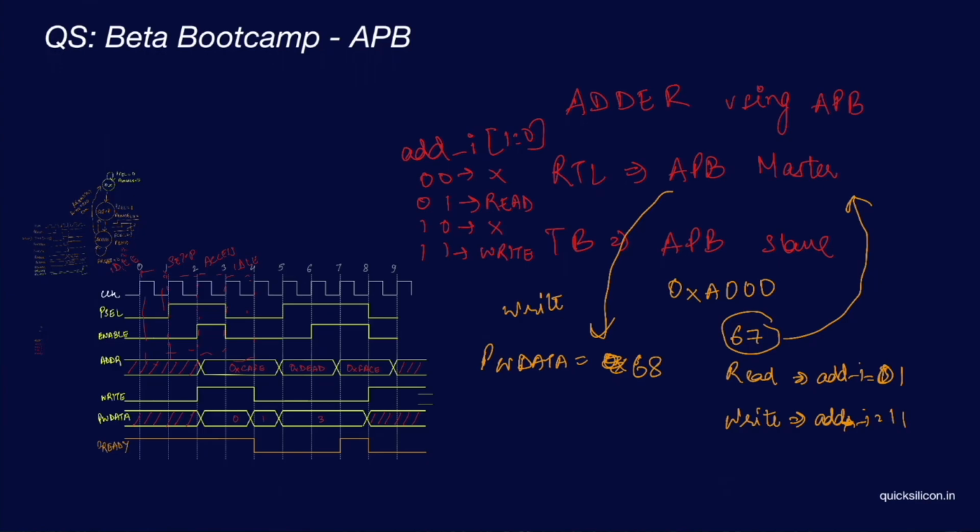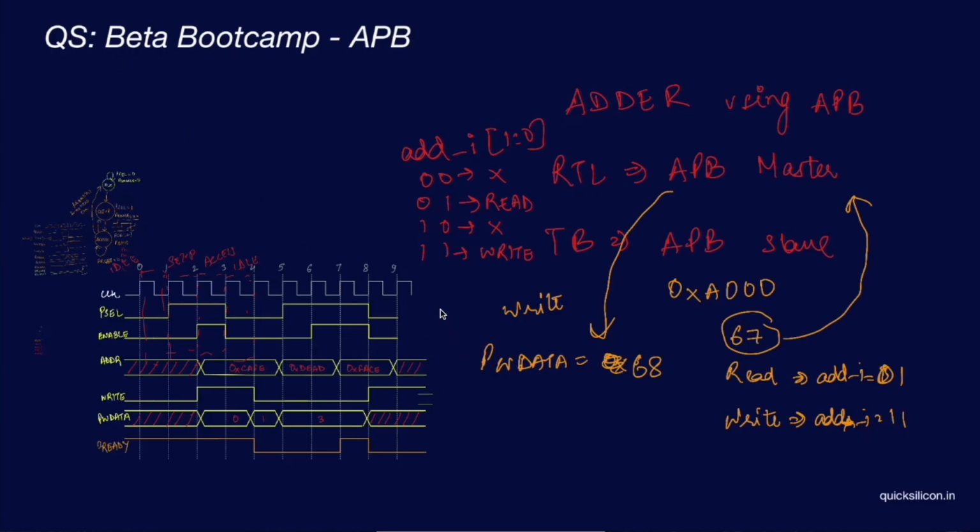So that's a common scenario in which your APB master works. It reads the configuration register, performs some manipulations, and writes the data back to that configuration register. So we are trying to do something along similar lines, but instead of using configuration registers and all that, we are trying to implement an adder. So that's what the problem statement is.